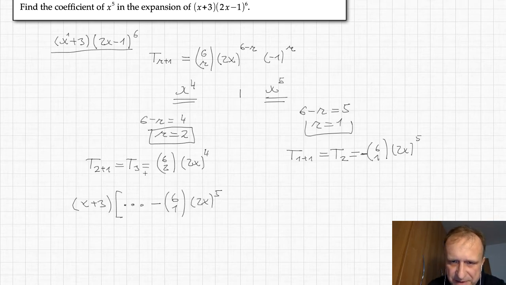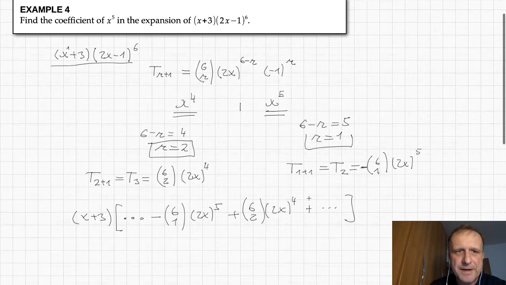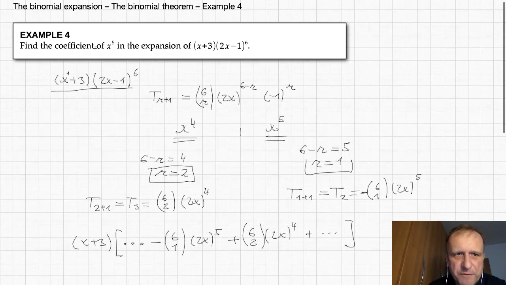And the next one, it was the second, and the next one is the third, plus 6 choose 2 times 2x to the power of 4. Plus, there are some other terms. Okay, this was the first, second, third, fourth, and altogether we have 7 terms. And now the question was, find the coefficient of x to the power of 5 in the expansion.